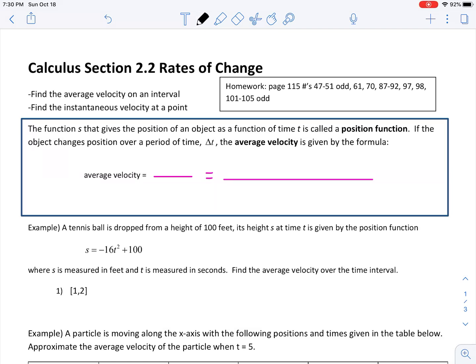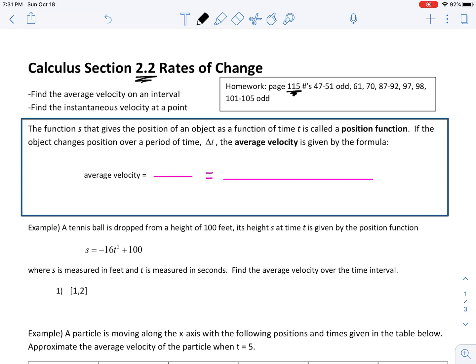Hi guys, today we're going to talk about 2.2, which is rates of change. We're going to be doing things like finding average velocity on an interval and finding instantaneous velocity at a point. So you are not reading this wrong. We are still going back into section 2.2, which means your assignment is on page 115 again. Hopefully you've bookmarked that from the last couple of assignments.